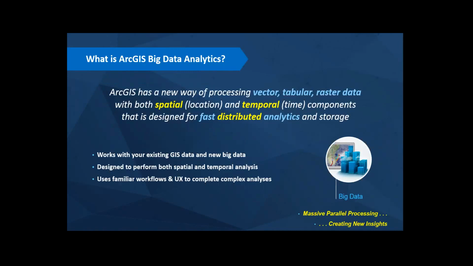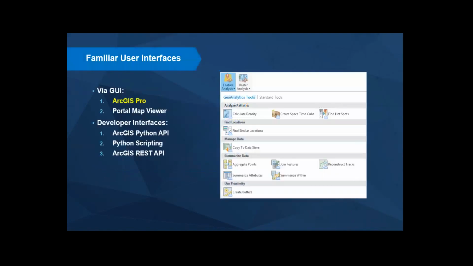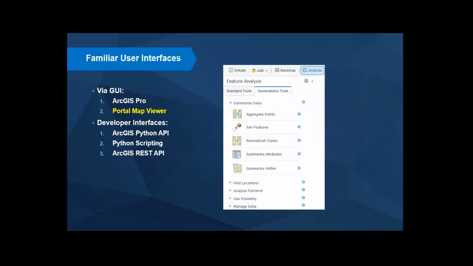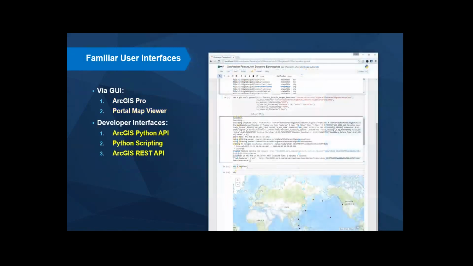ArcGIS has a new way of processing vector, tabular, and raster data with both spatial and temporal components that is designed for fast distributed analytics and storage. It is delivered as tools in ArcGIS GeoAnalytics Server and ArcGIS Pro. The workflows are similar to what you would use in spatial analysis, and the user experience is available in familiar user interfaces like ArcGIS Pro or the Portal Map Viewer. And for the developers out there, through developer interfaces using Python, either through ArcGIS Pro or Python notebooks.